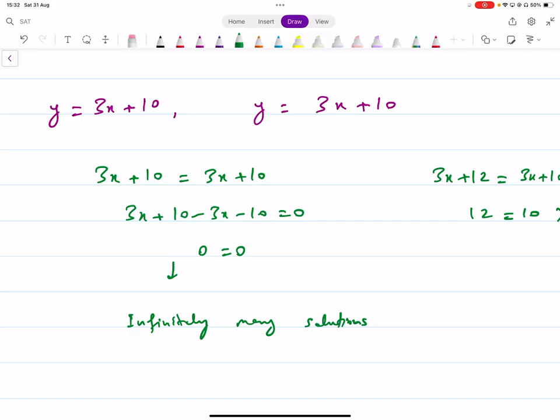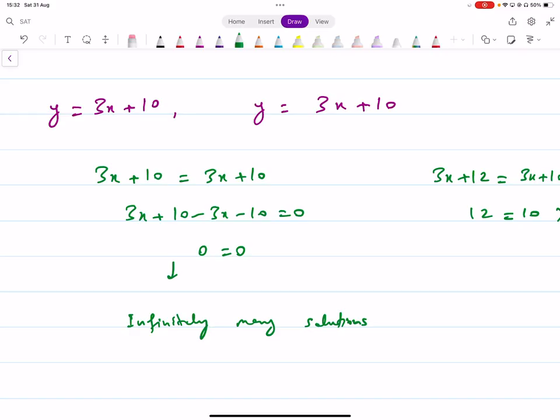They can have one solution if they're non-parallel lines. And they can have infinitely many solutions if you are solving a line with itself simultaneously, right? So it's the same line that we are solving. Basically, 3x plus 10, 3x plus 10, we are solving the same line with itself. It has infinitely many solutions. Does that make sense?